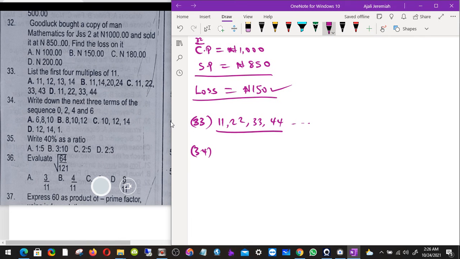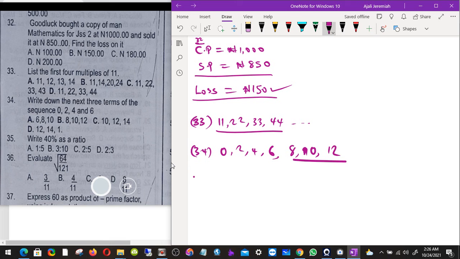Number 34. Write down the next 3 terms of the sequence. 0, 2, 4, 6. It is increasing by 2, so it will be 8, 10, and 12.